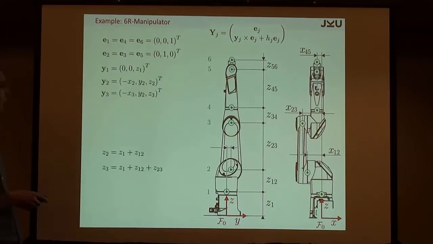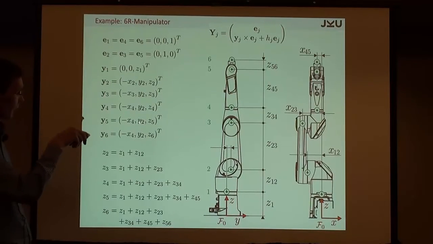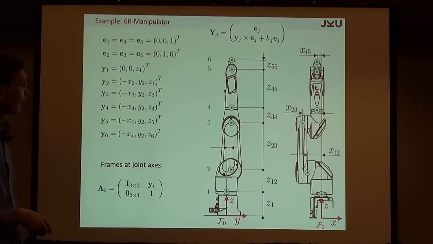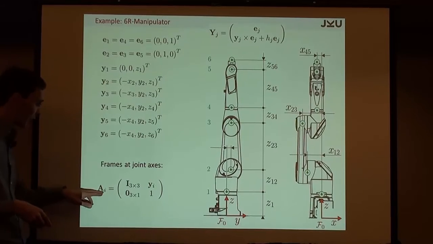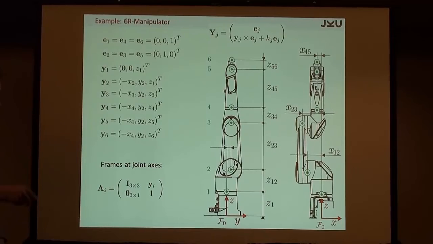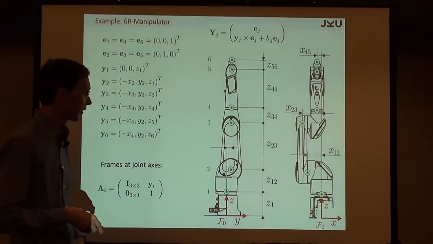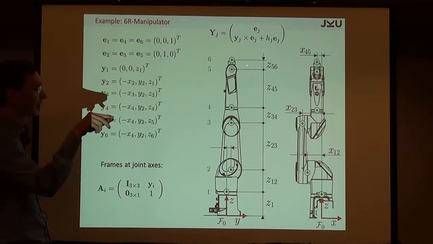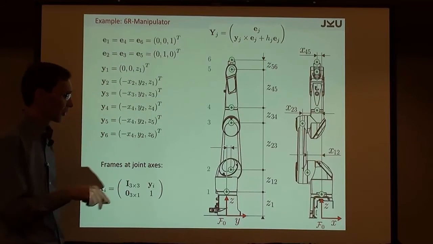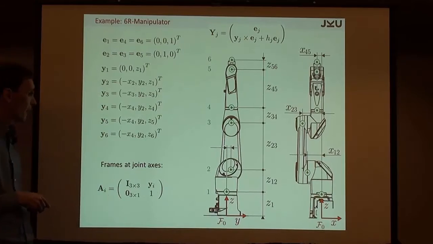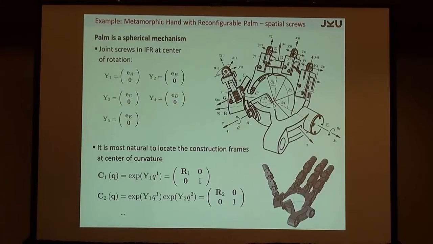And then of course when you have this in here, it's just adding up these things, and the reference configuration and the initial configuration is just the identity, because we just put the axes on the links in the same orientation as we have the inertial frame. Yeah, and then you get it.